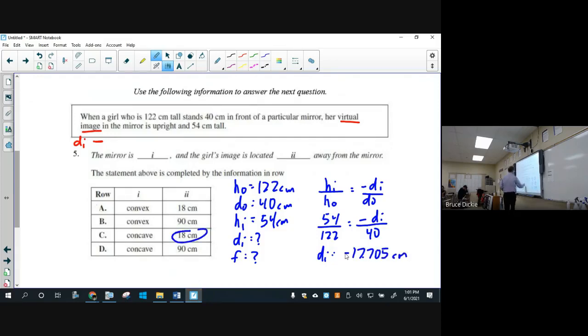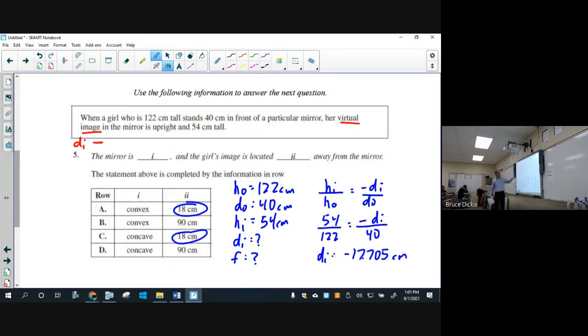So that means the answer is either going to be A or C, right? Now let's find F. Some of you might look at this and say, look, the image is smaller, and the only time we get a smaller virtual image is if it's diverging, a diverging lens or mirror. That would be enough to tell us convex is diverging, right? That'd be enough to tell us the answer is A, whether patterns or ray diagrams. But if you didn't remember that, that's fine.